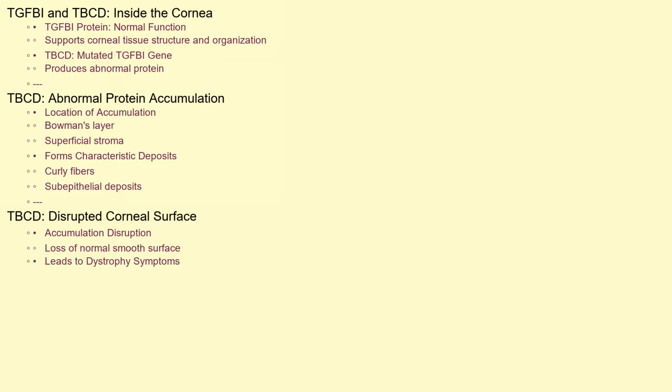So, what exactly causes Thiel-Behnke corneal dystrophy? TBCD is primarily a genetic condition, meaning it's passed down through families. It's specifically linked to mutations in the TGF-beta gene, also known as the BIGH3 gene, located on chromosome 5. This gene provides instructions for making a protein called transforming growth factor beta-induced protein. While we know the gene involved, the precise mechanism by which these mutations lead to the corneal changes is still under investigation.